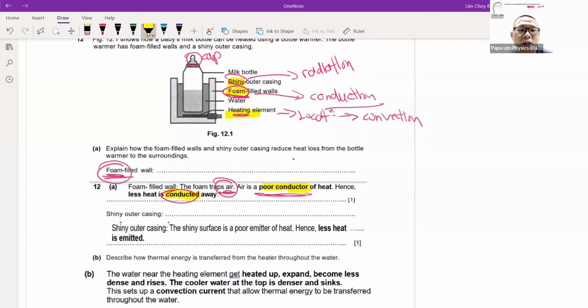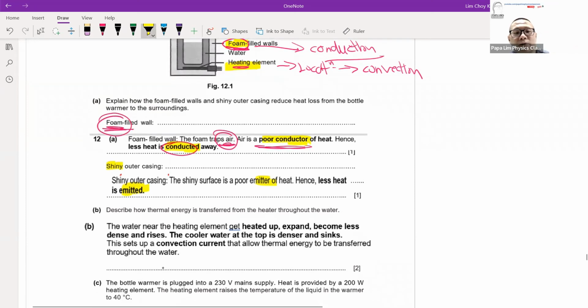If I use shiny, it has to be radiation. It is emitted, the heat must be emitted. If it's an absorber, it must be absorbed. So these are what I mean by the tagging keywords, that it happens in the mode of transfer.